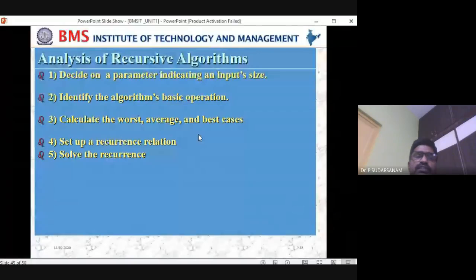First question is decide on the parameter indicating input size n. Otherwise, directly you can write input size. Second one is identify the algorithm's basic operation. Third one is calculate the worst, average and best cases. Fourth one is set up the recurrence relation. And the fifth one is solve the recurrence. Write the questions, all of you, then we'll move to the algorithm.